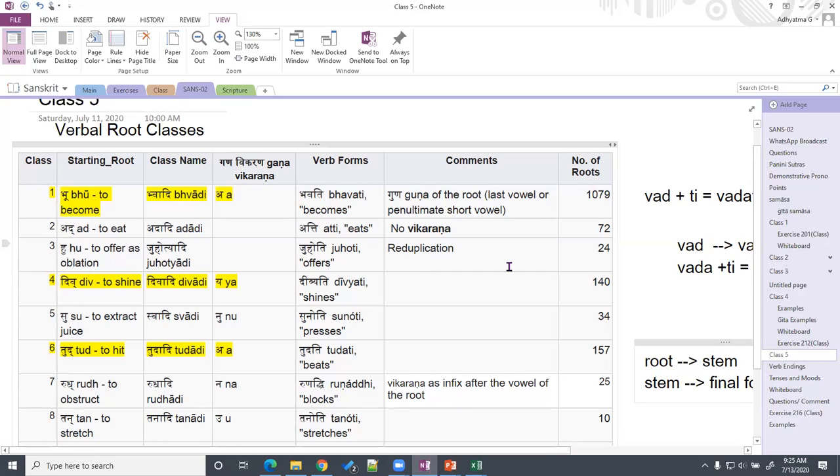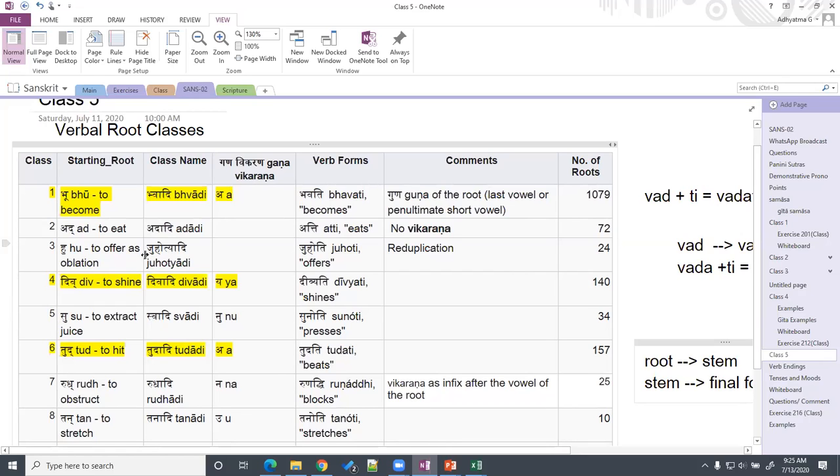So I hope that part is clear to you: there is a classification of lakaras into Sarvadhatuka and Ardhadhatuka. And then we have classification of all the roots in the groups. These 10 groups, 10 classes. They are called classes typically.